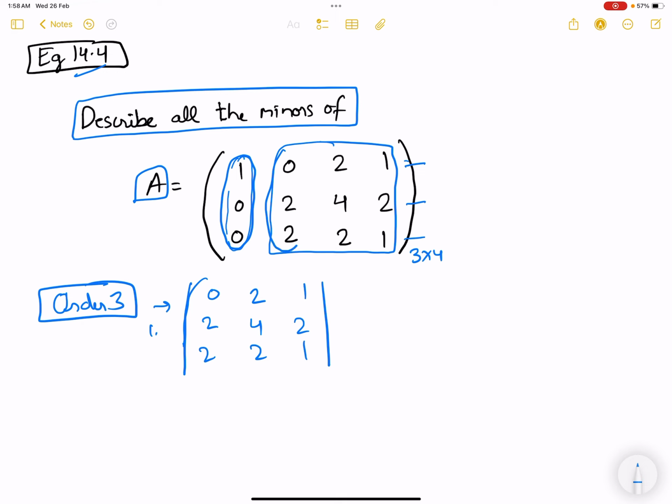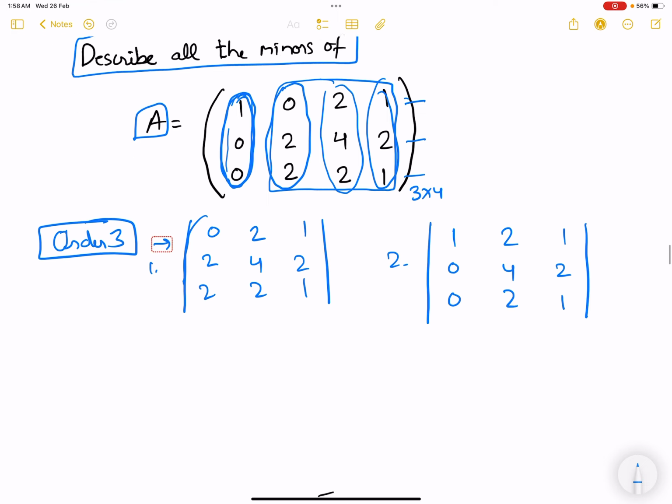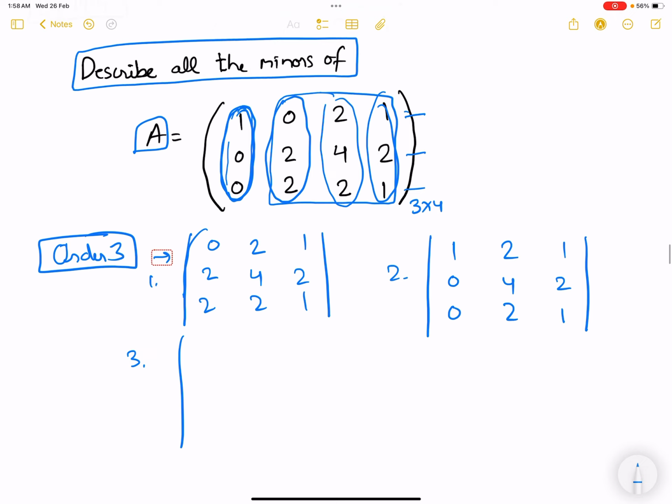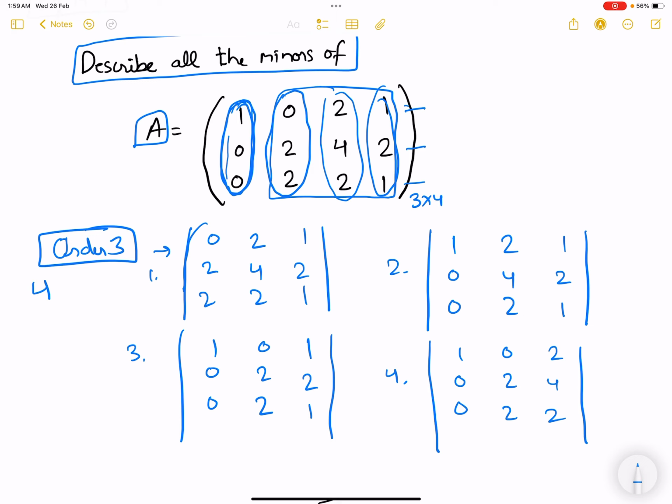Second, suppose you remove the second column, and it would be 1 0 1 0 0 2 4 2 1 2 1. Similarly, you can remove the third column and then the fourth column. So removing the third column, 1 0 0 0 0 2 4 2 1 2 1. Then the fourth is removing the last column, 1 0 0 0 2 2 2 4 2. So here we have four minors of order 3.